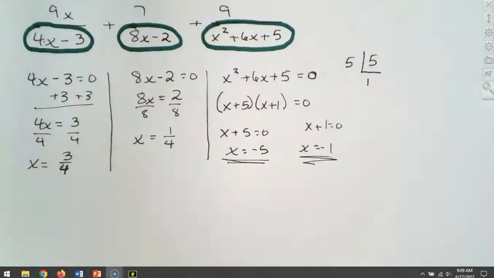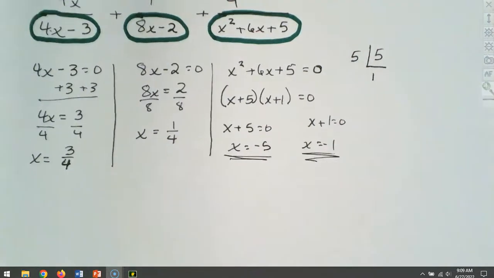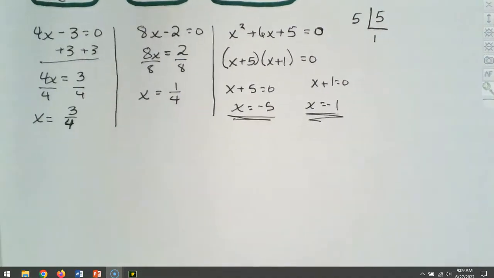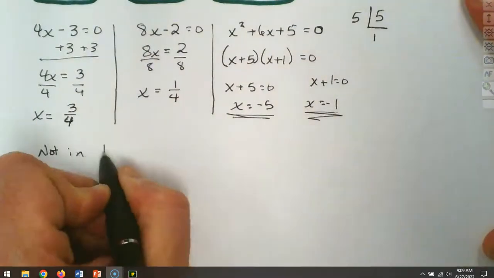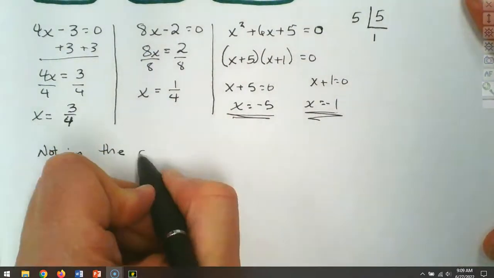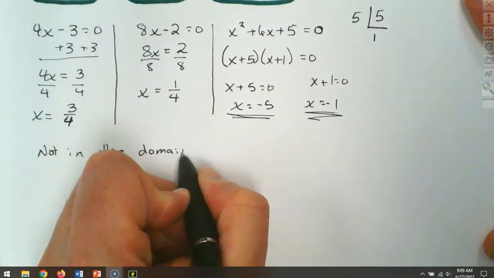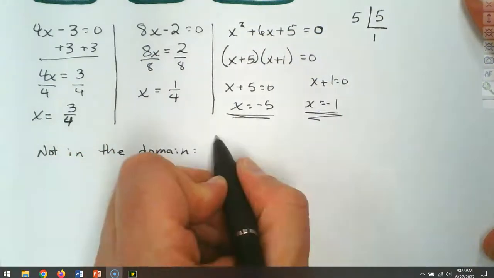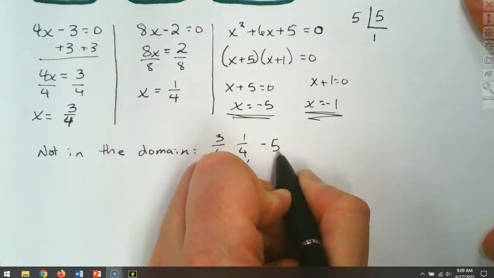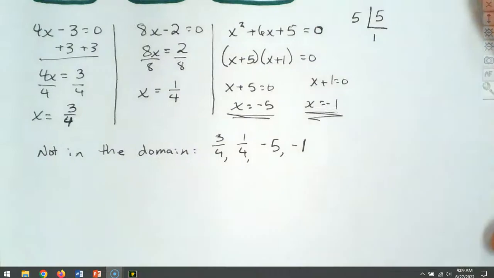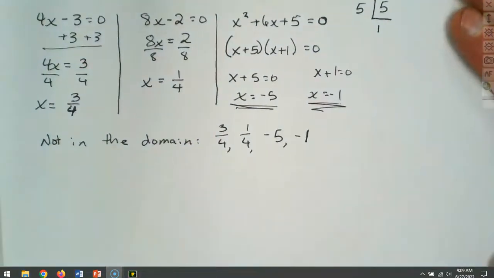Again, we're not solving these for 18 through 20. We're just finding the numbers not in the domain and the domain itself. So what numbers are not in the domain? We've got actually 4 of them here. The numbers that are not in the domain are going to be 3/4, 1/4, -5, and -1. Those are the numbers that are not in the domain.